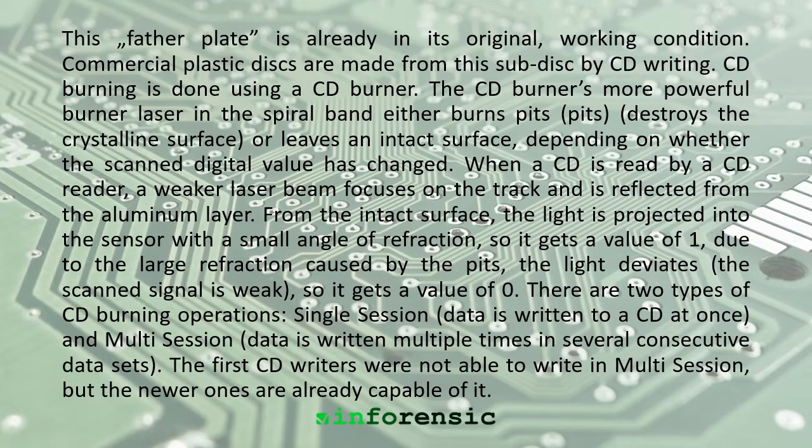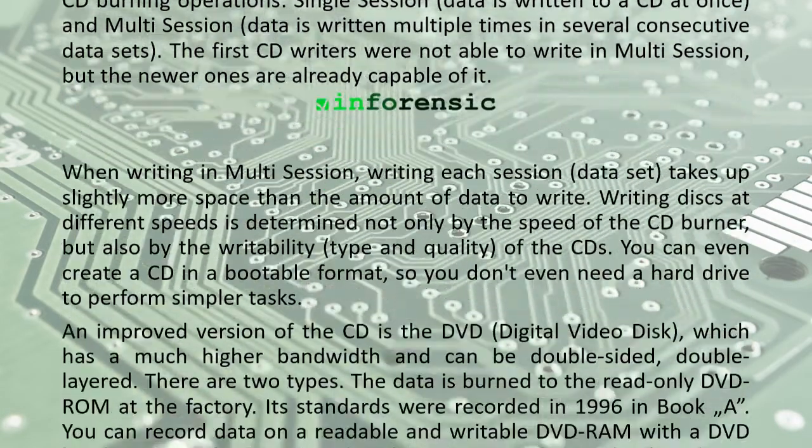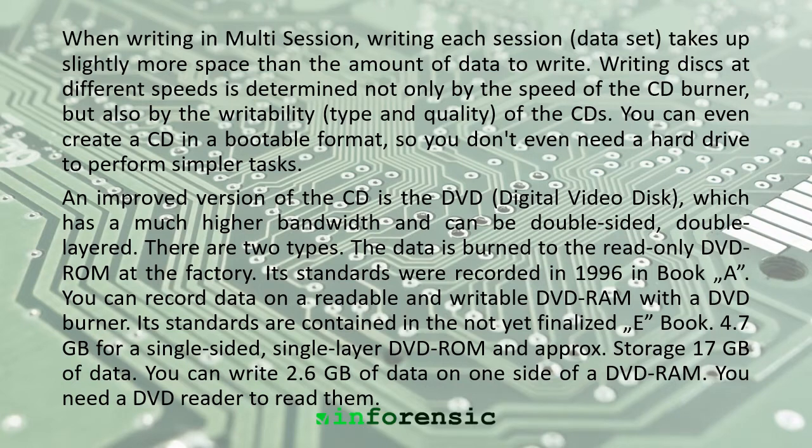There are two types of CD burning operations. Single session, data is written to a CD at once, and multi-session, data is written multiple times in several consecutive datasets. The first CD writers were not able to write in multi-session, but the newer ones are capable of it. When writing in multi-session, writing each session, dataset, takes up slightly more space than the amount of data to write. Writing disks at different speeds is determined not only by the speed of the CD burner, but also by the writability, type and quality of the CDs.